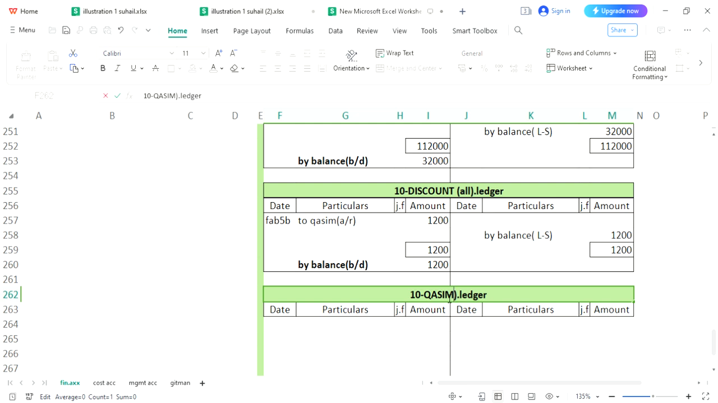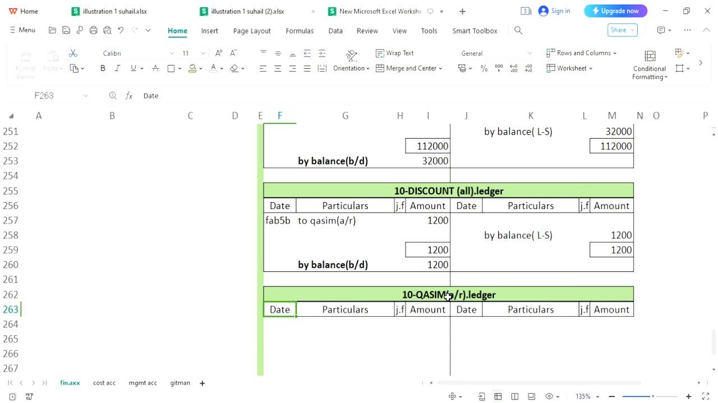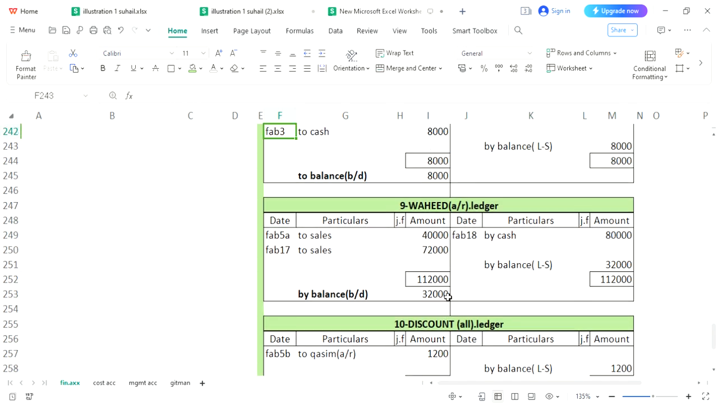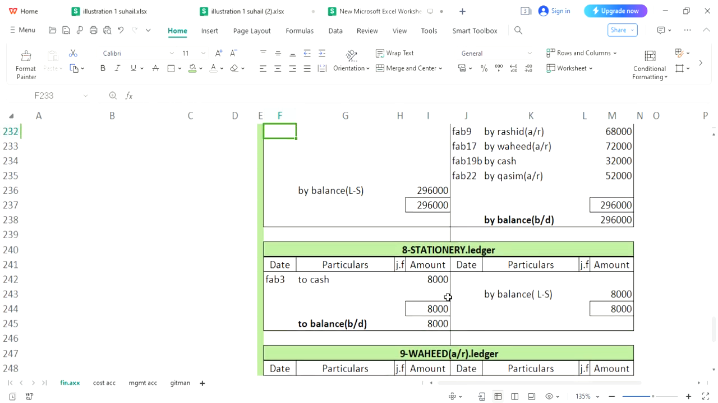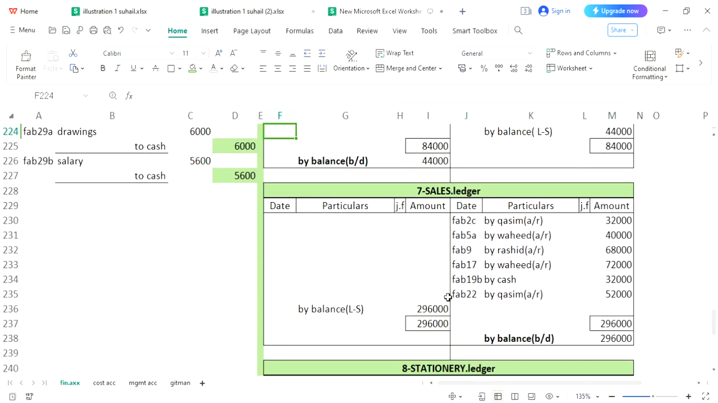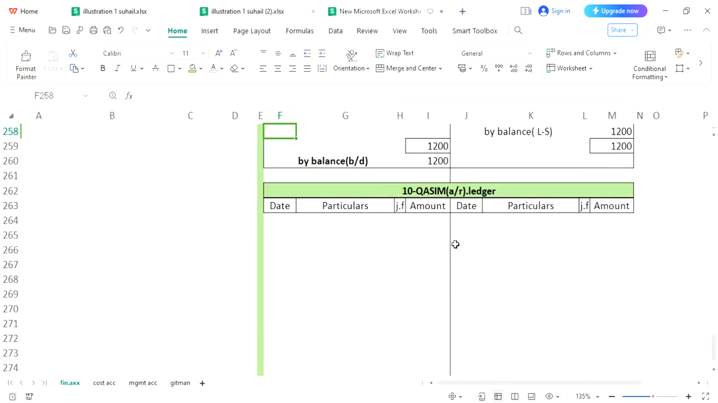I'm a little bit doubtful, as it might have been written Qasim account receivable already. I have to see if the ledger has already been done. Let's go upward. Qasim account receivable. No, I don't think so. Alright, so we are going to make the ledger for Qasim, and we will search if it is present on the debit side. We will use the same debit side of the ledger as well, and vice versa.